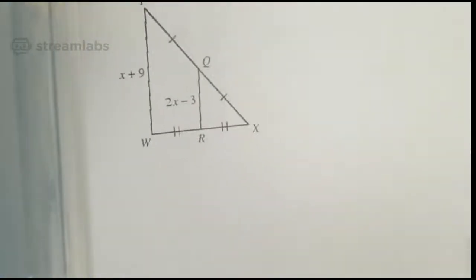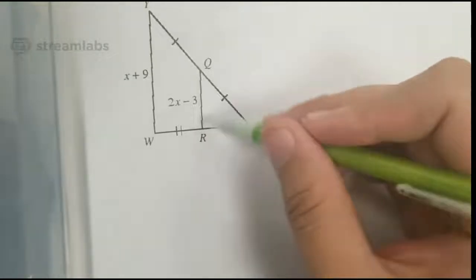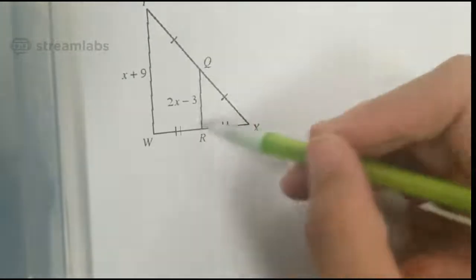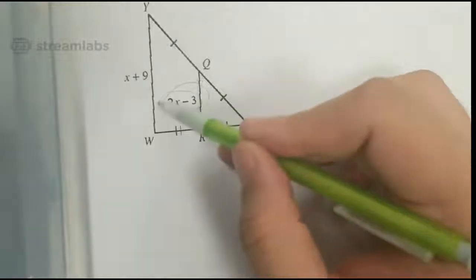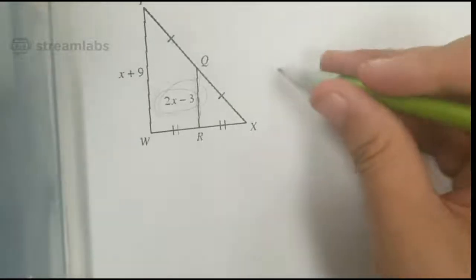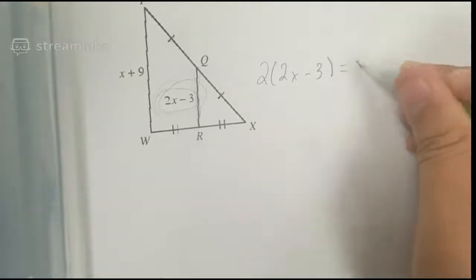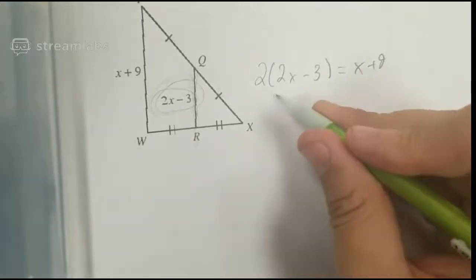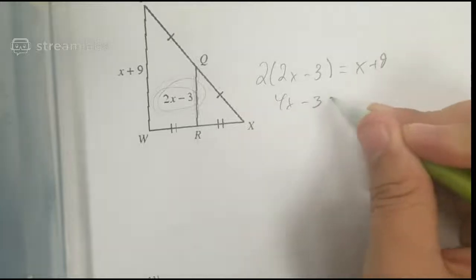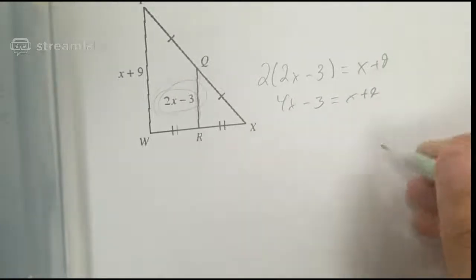All right, this one, some people forgot how to do this. This is the mid-segment. You could tell because these two are equal and these two are equal. Since this is the mid-segment, QR particularly is the mid-segment, we're going to have to double the mid-segment. So 2x minus 3 equals x plus 9. So that's 4x minus 3 equals x plus 9.